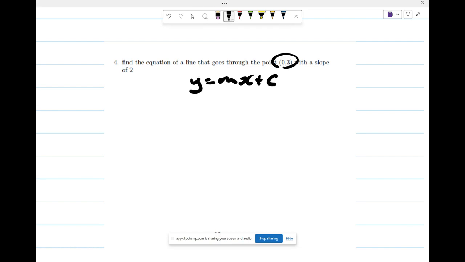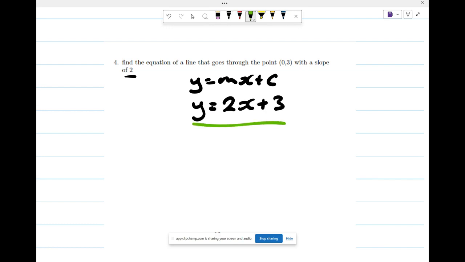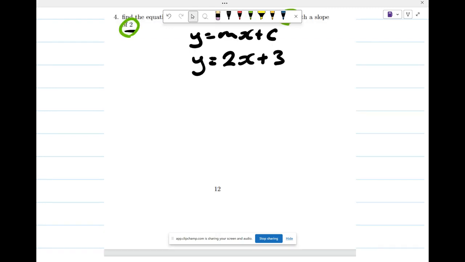And we know that's our y-intercept because x is 0. So our line is just going to be with a slope of 2. So m is 2, x plus c is 3. So that's our line. So we have a y-intercept of 3, and we have a slope of 2. And that's it. That's your line.